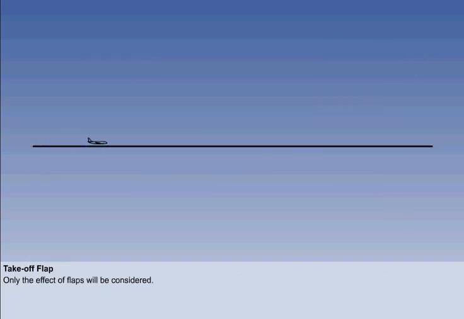Here, we will only consider the effect of flaps on the takeoff and landing run. Other variables will be covered in future lessons. We will consider takeoff flaps first. The length of the takeoff run is affected by the minimum indicated airspeed at which the aircraft can safely fly. But the length of the takeoff run is also affected by the rate of acceleration.